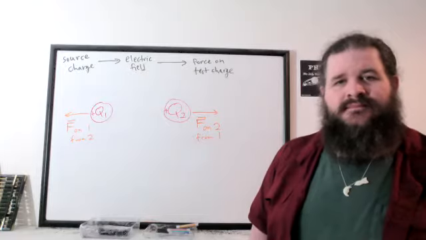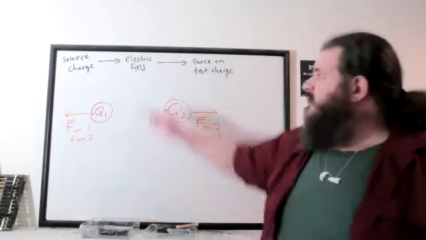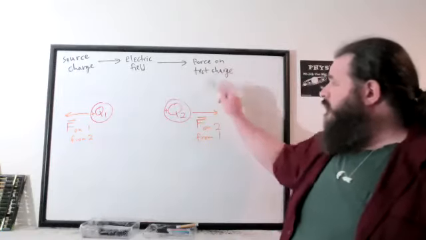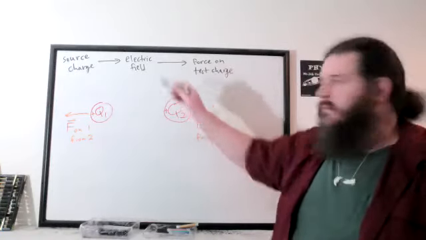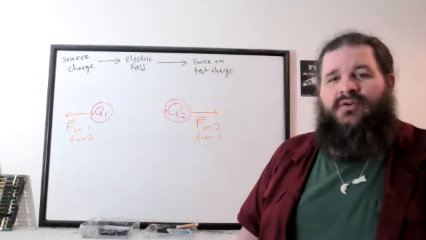Would an electric field be a vector field? Yes, because it's the thing that's causing a force, and force is a vector, so it would make sense for the electric field to be a vector also, because we've got to have some sort of directionality there.